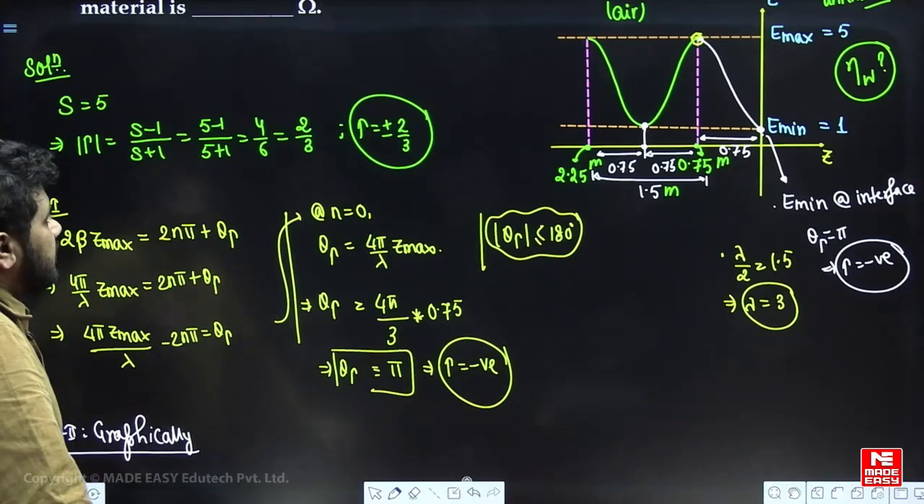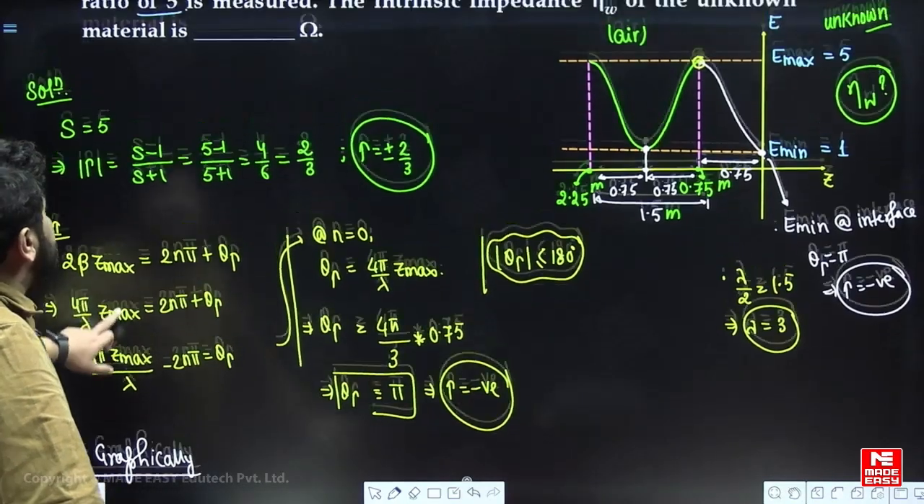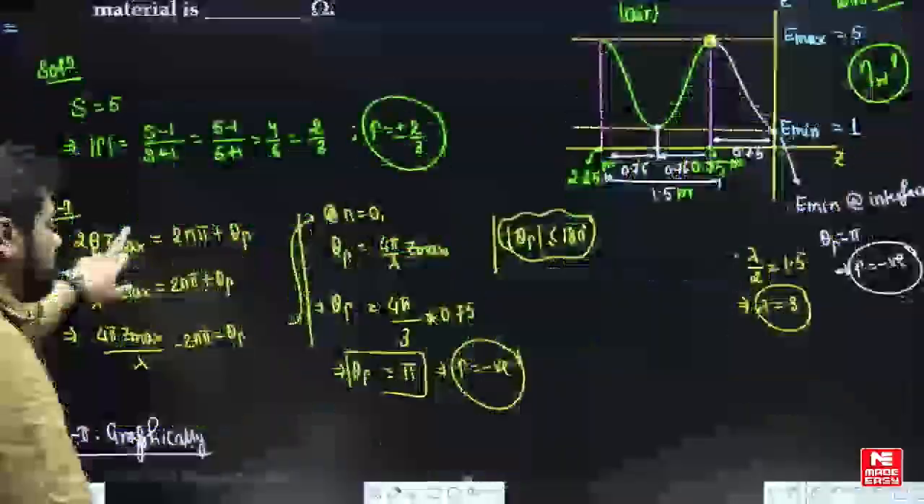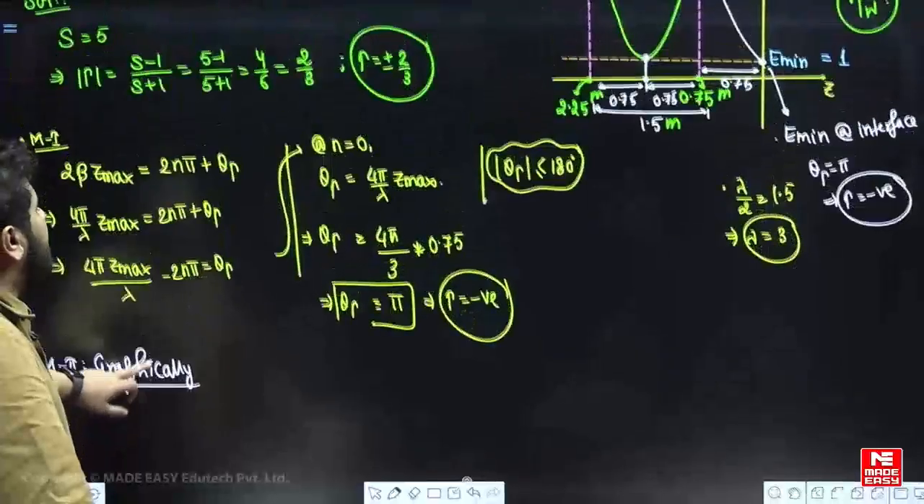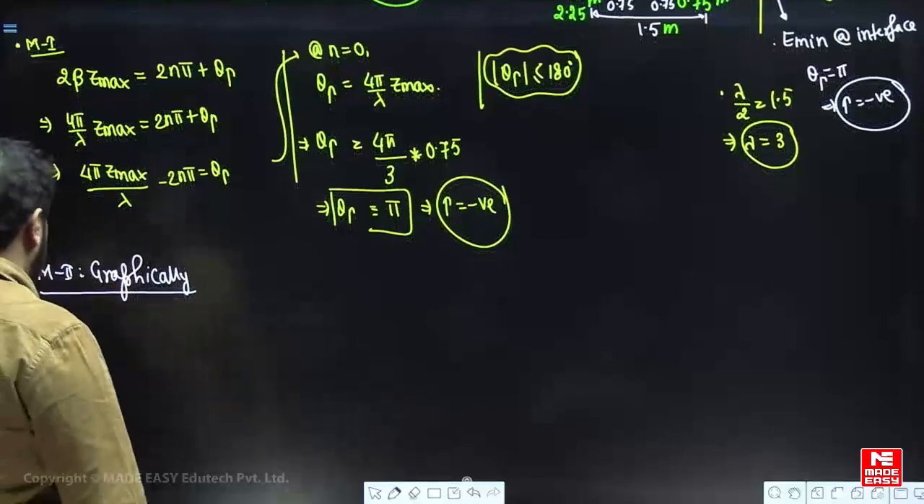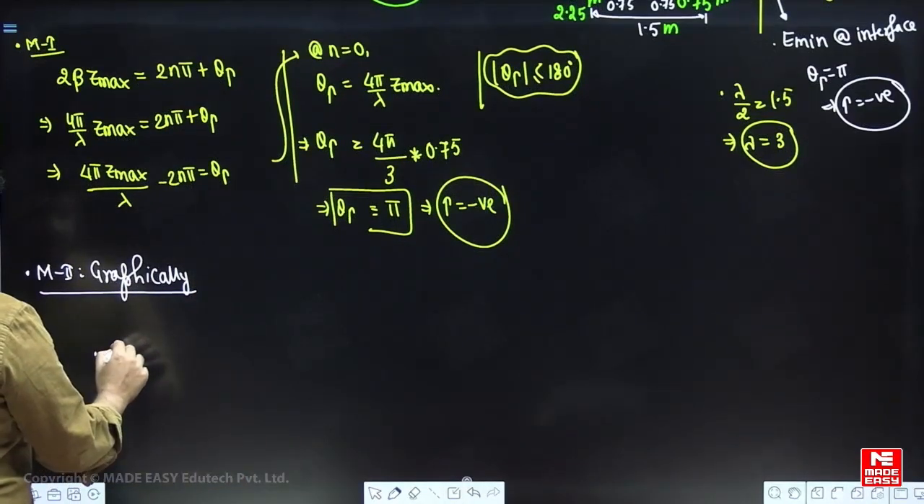Fine. So, this is the value I am going to get. So, what are they asking? They are asking for the medium. So, I will take gamma to be minus 2 by 3, right. So, graphically also we have got it. So, what is the value of gamma?